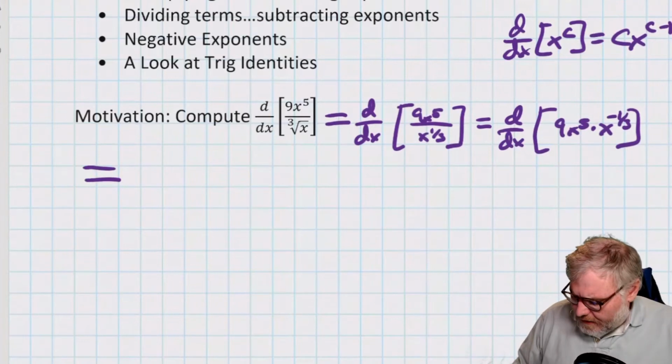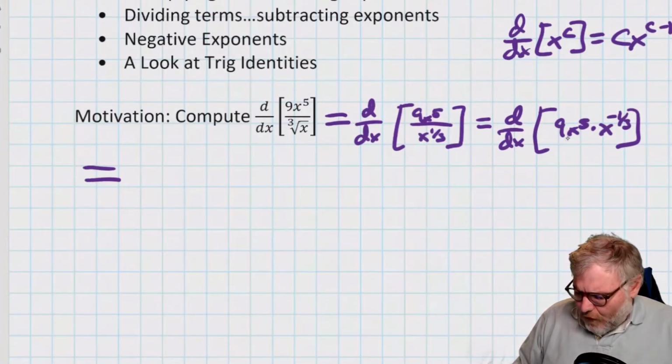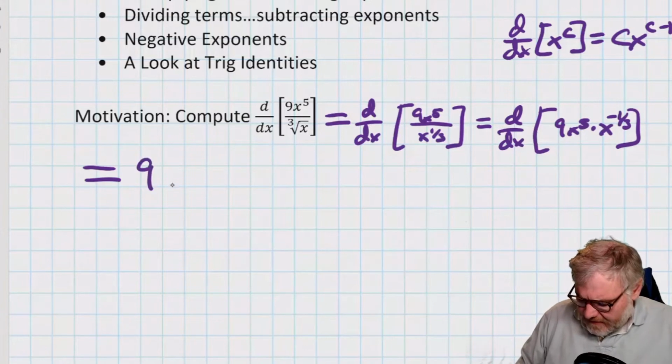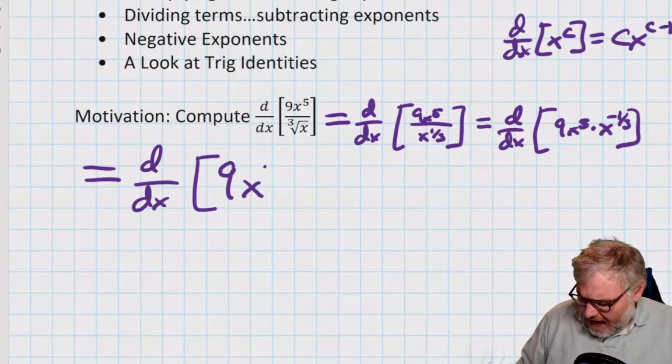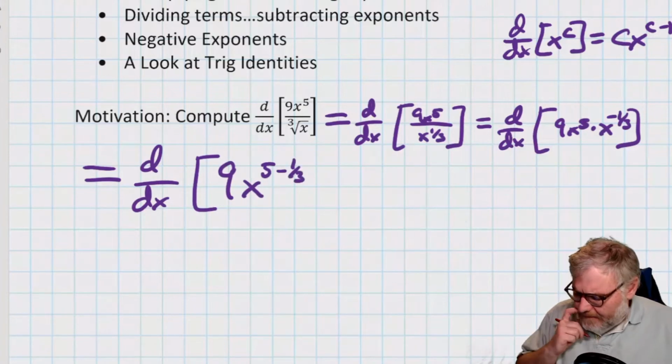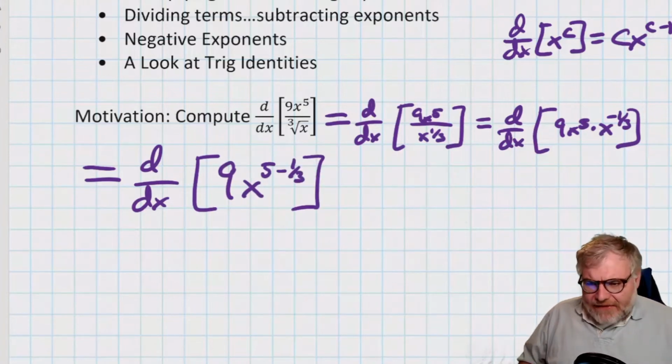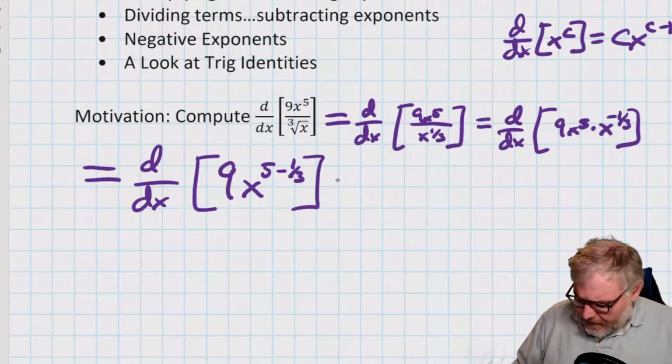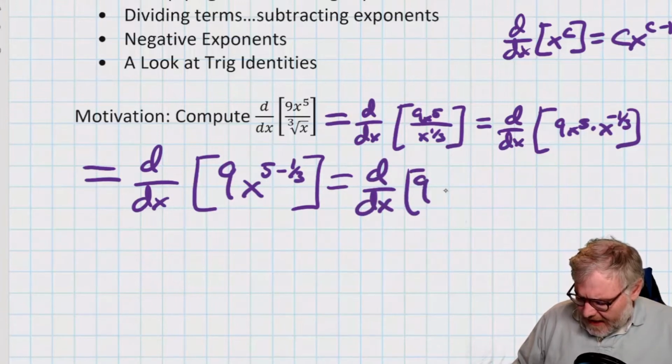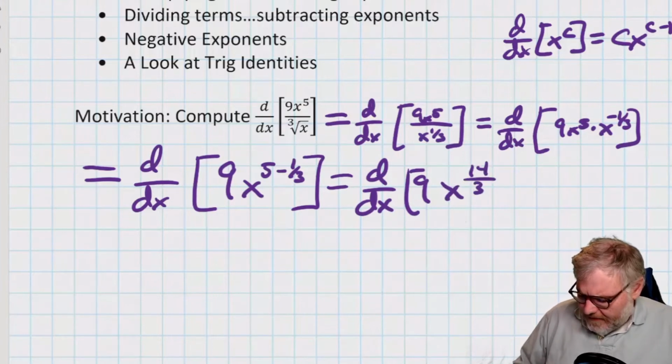Now I'm going to combine these by, remember, I'm multiplying these two together. That means that I can add the exponents. So I'm going to have the derivative with respect to x of 9x to the 5 minus 1/3. And now 5 is 15 over 3, so I'm going to get the derivative with respect to x of 9 times x to the, this 5 is going to become 15, so it's going to be 14/3.